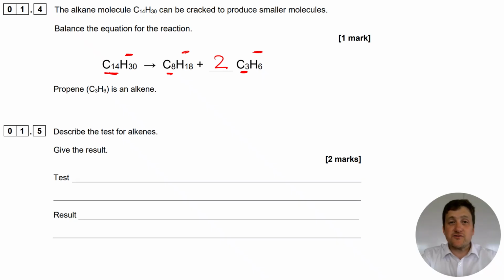Next one, describe the test for alkenes. Again, this is a really important one. It is one that people tend to forget, and therefore it's asked quite a lot. It's asked quite a lot because people don't do very well on this question.